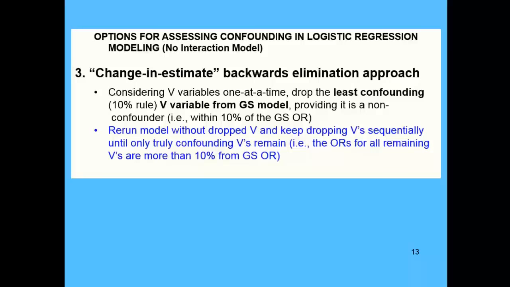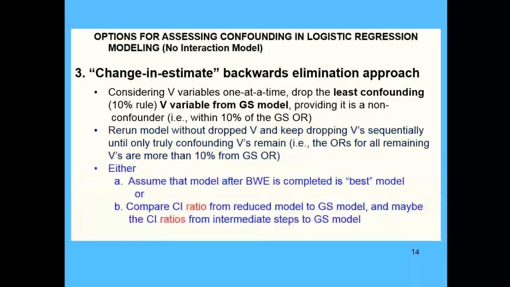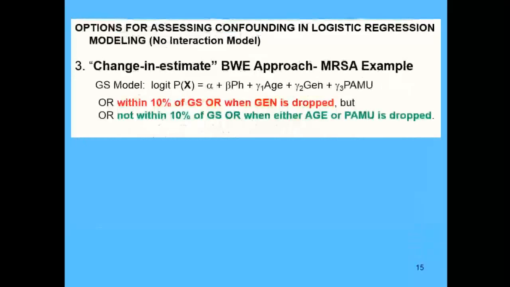That's what it says. And what did I say? Either assume the model is the best model, you're done, or do something with precision. That's what I say down here at the bottom. And there's all sorts of room for people having an argument about that. And it turns out, we just walked through that for the MRSA example, you get the same result. The only model that you deal with if you're using the 10% rule is the one that drops gender.